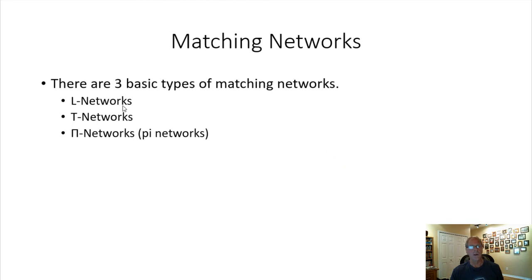There's the three we're going to talk about. We're going to talk about a couple more, but the basic ones are L networks, T networks, and pi networks. And the reason they're called L, T, and pi is because that's what they look like. They're made out of capacitors and inductors, and they're arranged in circuit arrangements that look like these three things, an L, a T, and a pi, and I'll show you here.